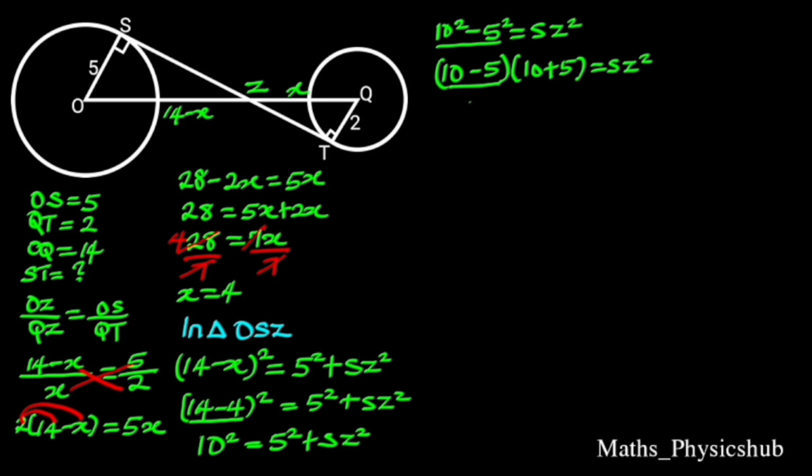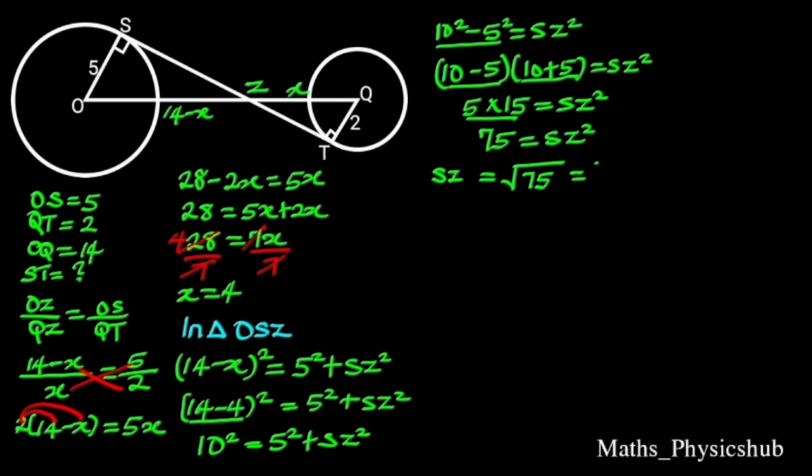10 minus 5 is 5, and 10 plus 5 is 15. So 5 times 15 equals SZ square. 5 times 15 is 75, and 75 equals SZ square. Taking the square root of both sides will give us SZ equals square root of 75, which is 5 root 3.